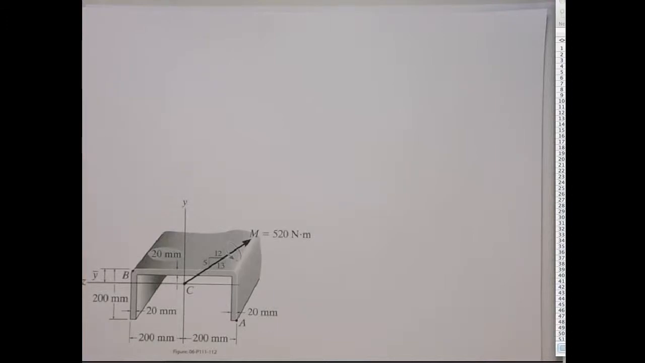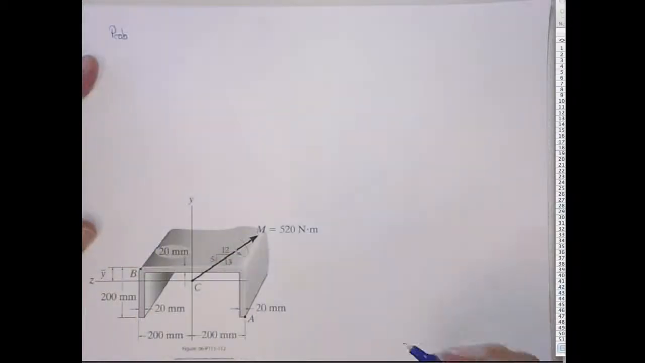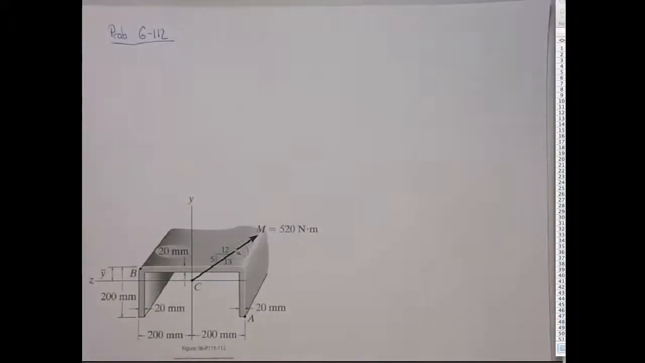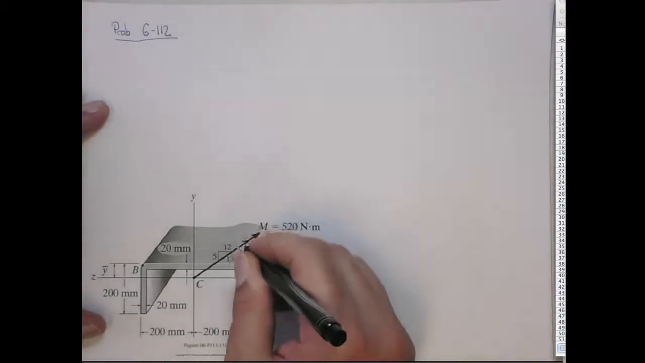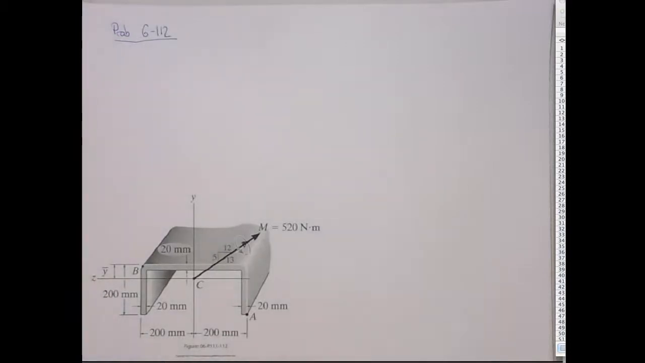All right, here in this one, we're going to do problem 112, I believe. So this is a non-symmetric bending problem. What it has here is this C channel on its side, or I call it an N channel, and then we have a moment vector here, right? So that means that the bending plane is perpendicular to that moment vector.